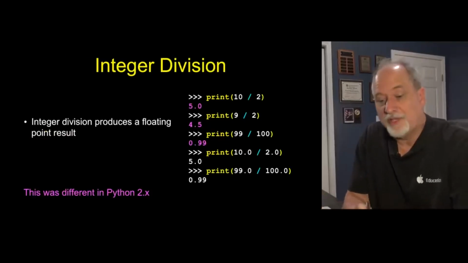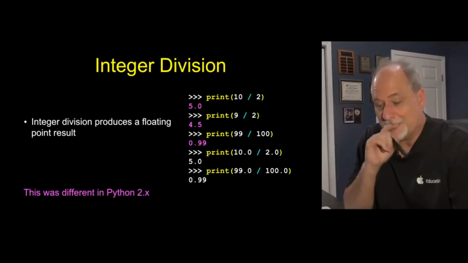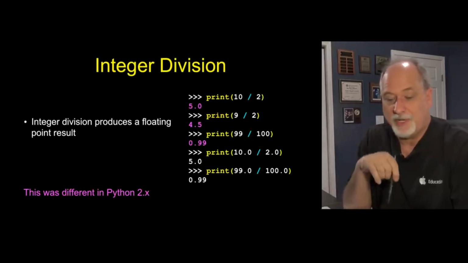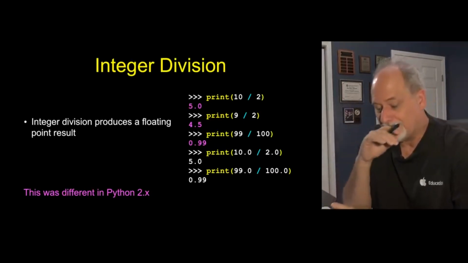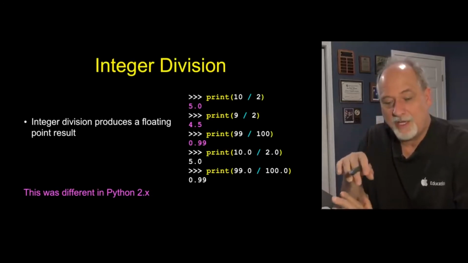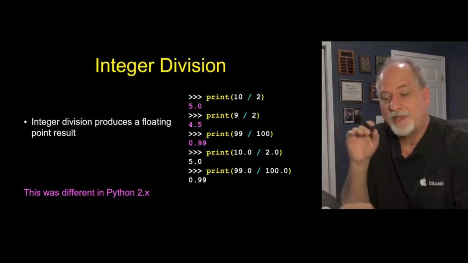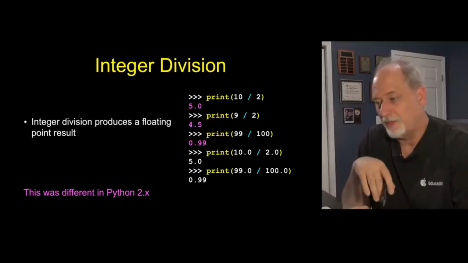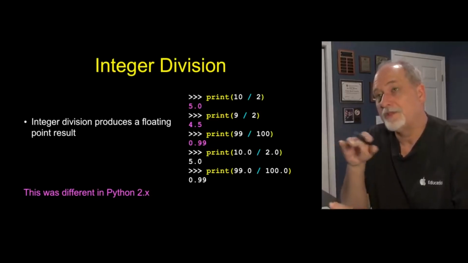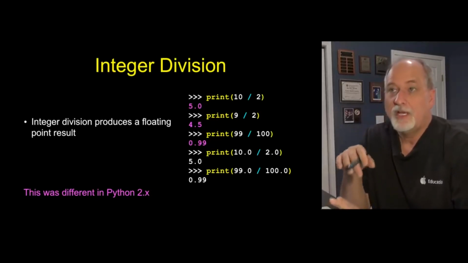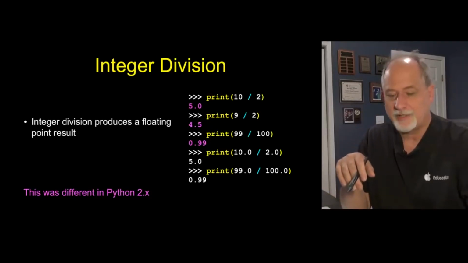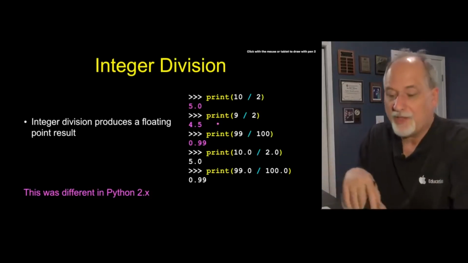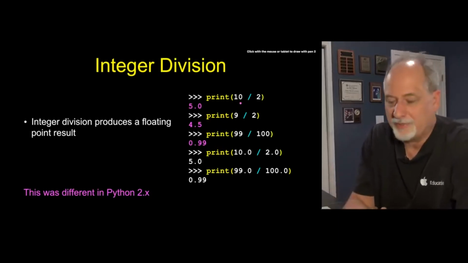Integer division in Python 2 was kind of weird, and it was actually one of the big things that they changed between Python 2 and Python 3. This is a Python 3 course, so we're not worried about that too much. What's nice about integer division in Python 3 is it always produces a floating point result. And that means that Python 3's division is more predictable and it works more like a calculator. So in this case, you can go back and look at my Python 2 lectures and see how crazy it was in Python 2.